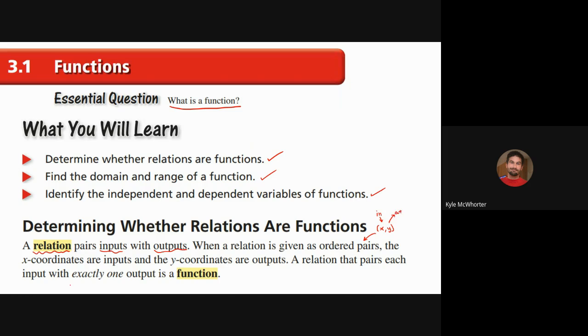A relation that pairs each input with exactly one output is called a function. So for a function, each x value can only be correlated to one y value. You can't have one x value trying to go to two different y values. Can't give you two different output values. So that's what a function is. A function is when each input is paired with exactly one output.